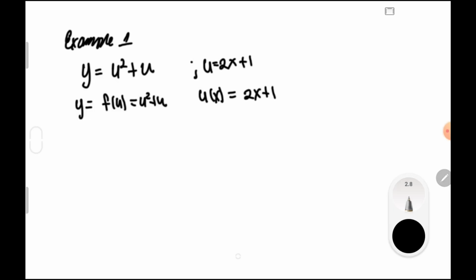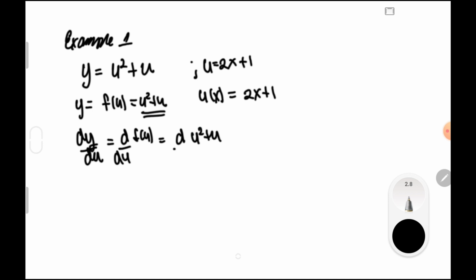So, if you would apply the chain rule, you will have dy over du, which is the derivative of f of u with respect to u, which will lead to the derivative of u squared plus u with respect to du, which is equal to 2u plus 1. Okay, power rule. So in that scenario, we will have our dy over du.